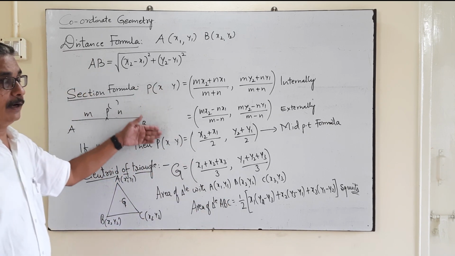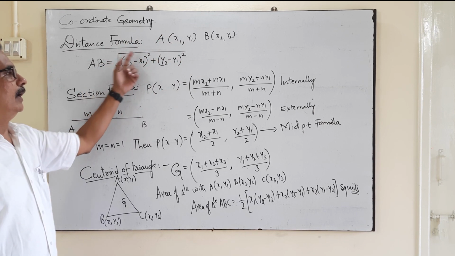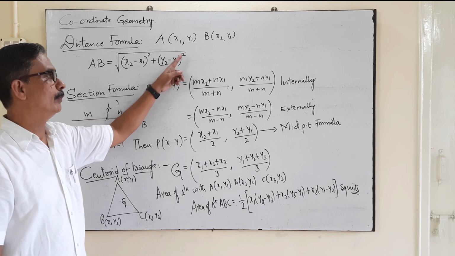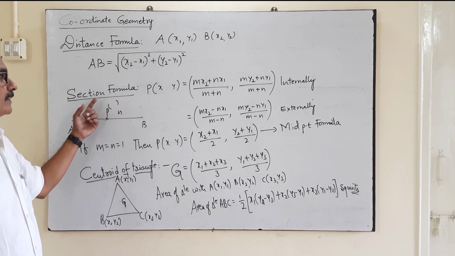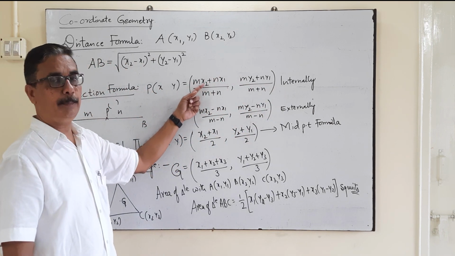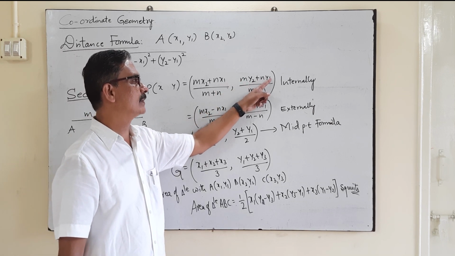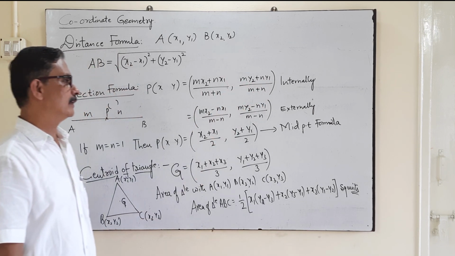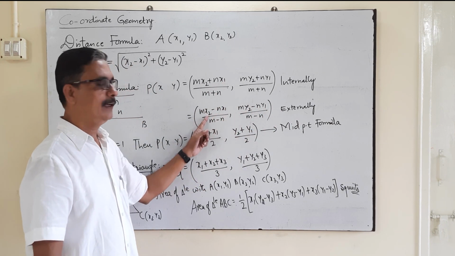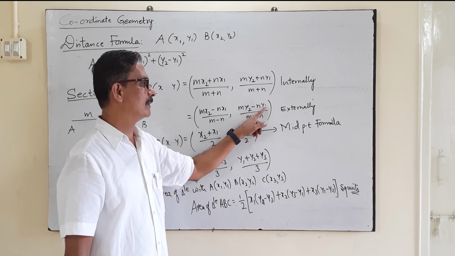ನೆನಪಿಟ್ಕೋಬೇಕು ಇವೆಲ್ಲ formula. Distance between 2 points AB is equal to under root of x2 minus x1 to the power of 2 plus y2 minus y1 to the power of 2. Section formula, if it is internally, its formula is mx2 plus nx1 divided by m plus n, my2 plus ny1 divided by m plus n. If it is externally, same terms, sign changes, mx2 minus nx1 divided by m minus n, my2 minus ny1 divided by m minus n.